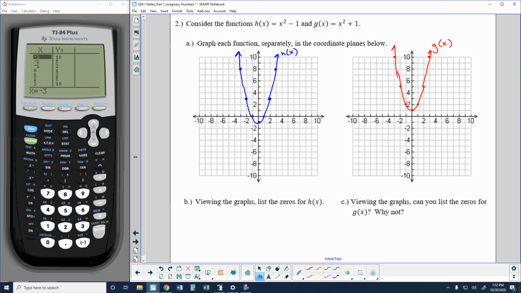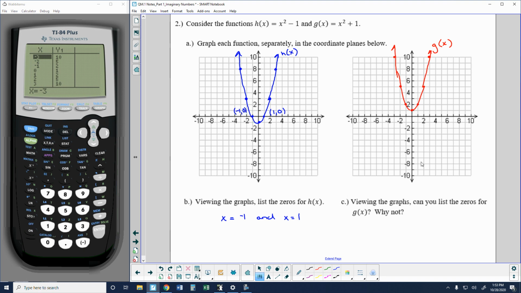Now it says by viewing the graphs, list the zeros for h of x. So remember, zeros are the x-intercepts. So I have x-intercepts (1, 0) and (-1, 0). So the zeros would be those x values. So x equals -1 and x equals +1 would be the two zeros for h of x. We can see that there on the graph where it intersects the x-axis.